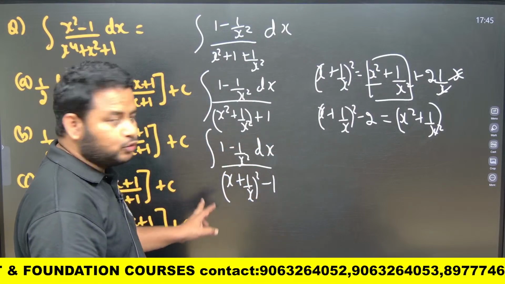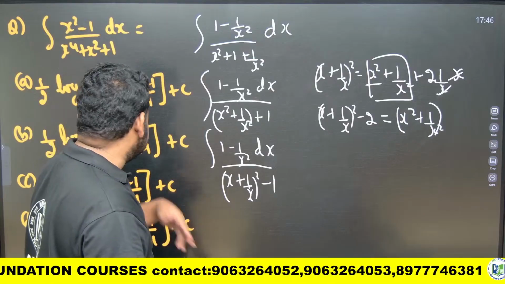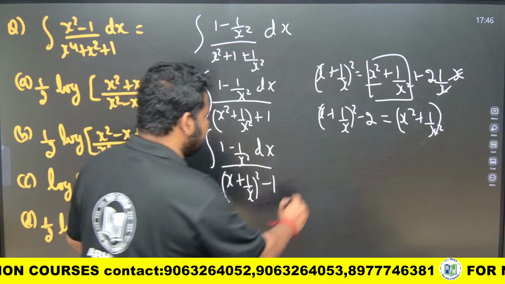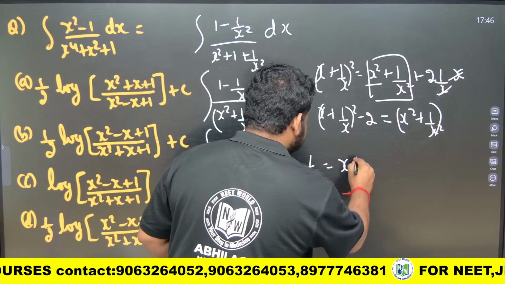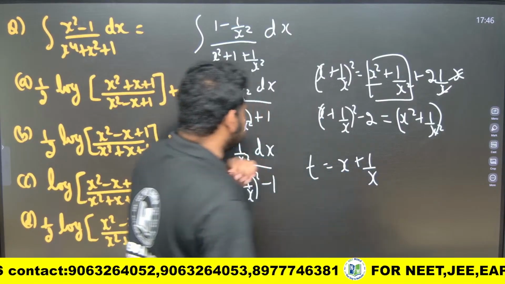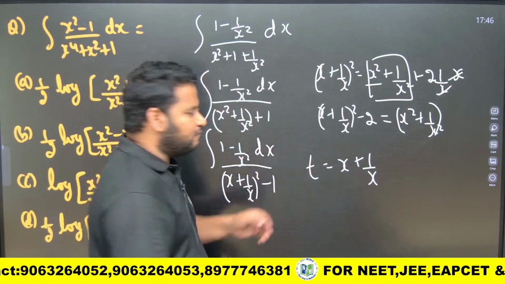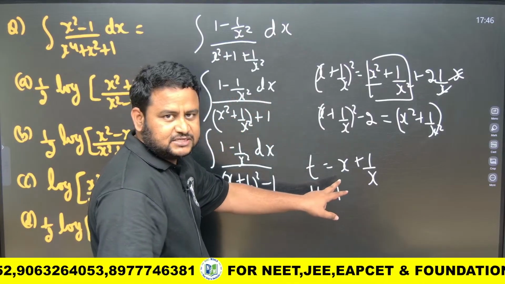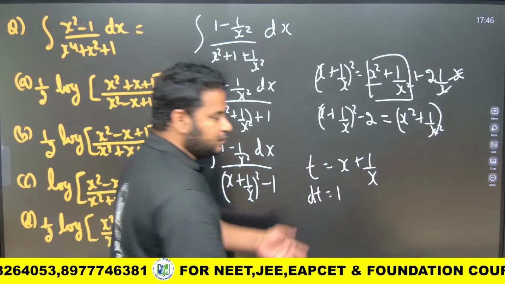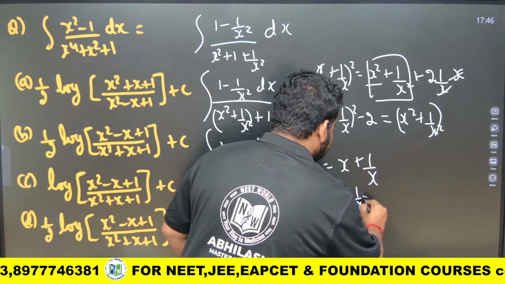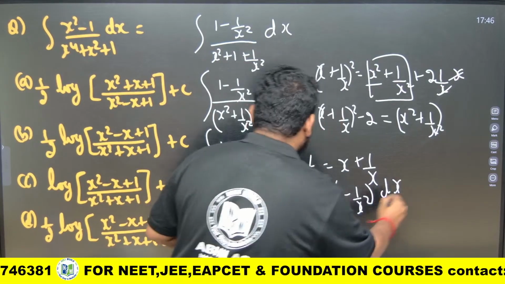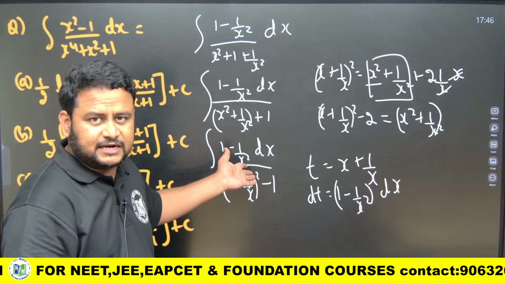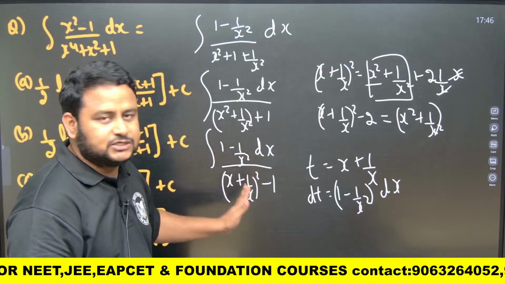Now I can use substitution. What is the substitution that I can use? I will put t is equal to x plus 1 by x. Then dt will become: dt is equal to the derivative of x, which is 1, and the derivative of 1 by x, which is minus 1 by x square, dx. So the entire numerator turns into dt.